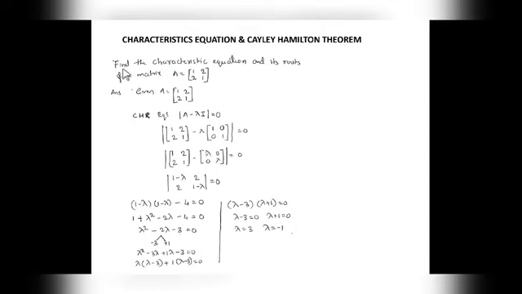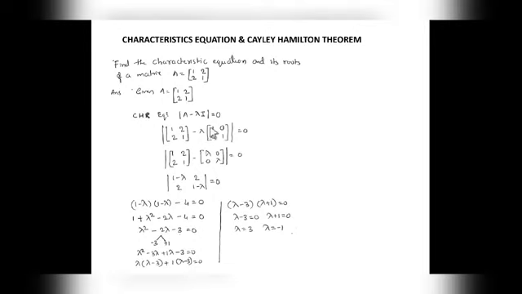Now we have one example here. Find the characteristic equation and its roots of a matrix A = [1, 2; 2, 1]. The given matrix is of order 2 by 2. First, we know the characteristic equation, that is, determinant of A minus lambda I is equal to 0. Determinant of the matrix A minus lambda into the identity matrix will be equal to 0.